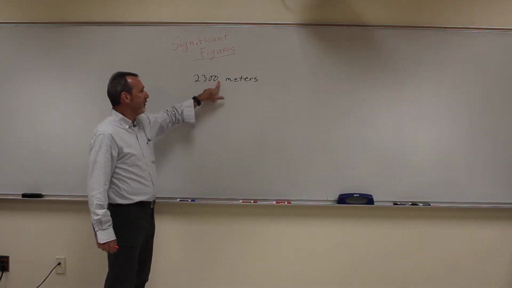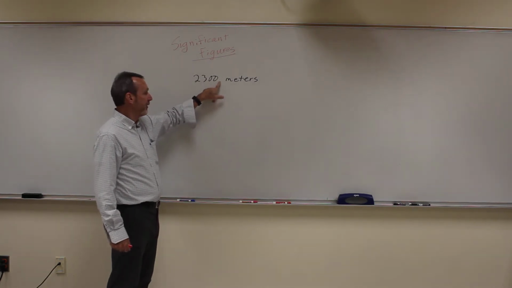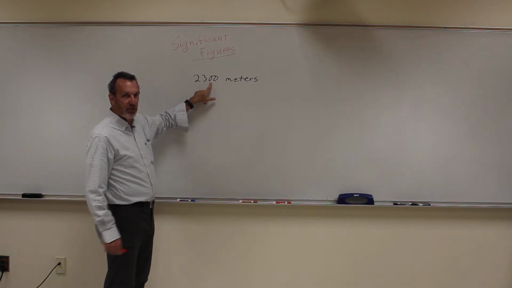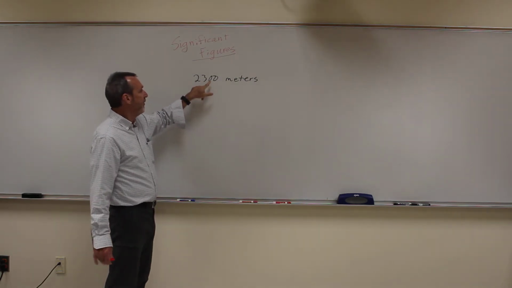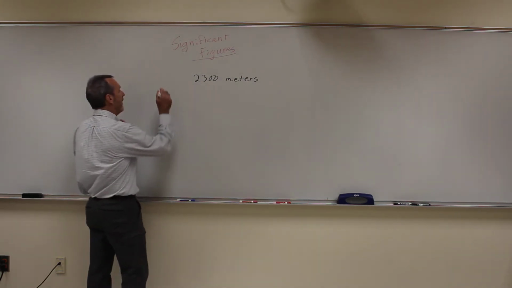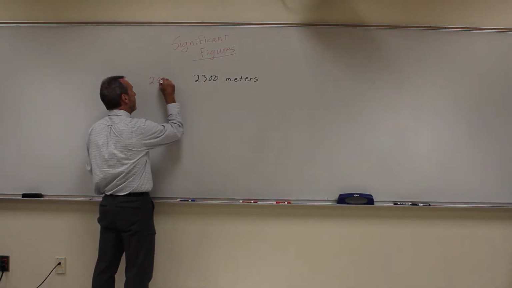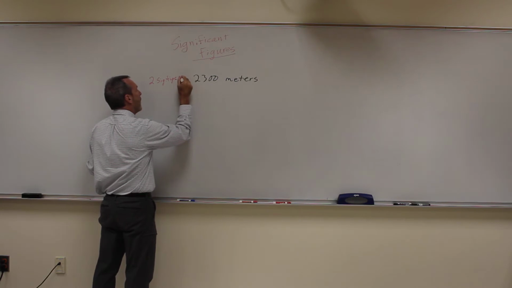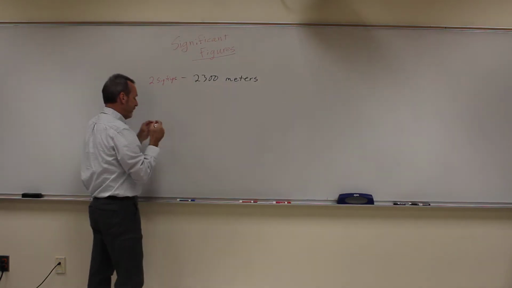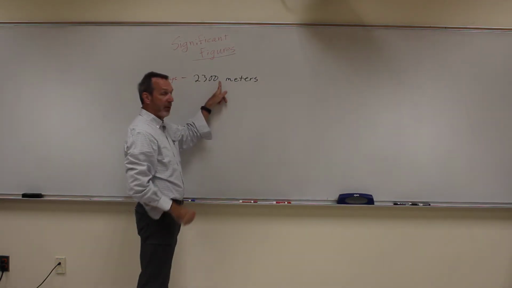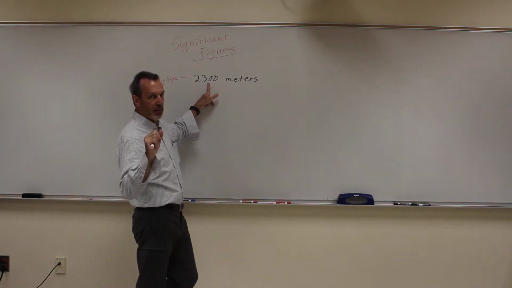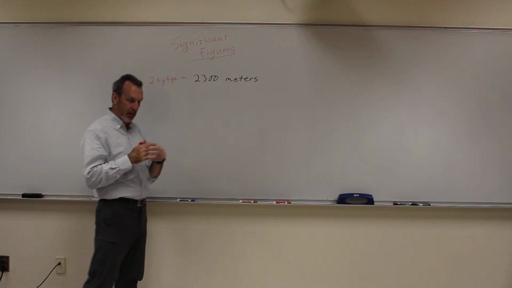Zeros, if they're to the left of the decimal point, remember the decimal point is implied here, those are just place value holders, and so they're not significant. So this 2,300 meters would have what we call two significant figures. How you determine it is you start at the decimal point, and you go left until you hit the first non-zero number, and then you count how many numbers there are.